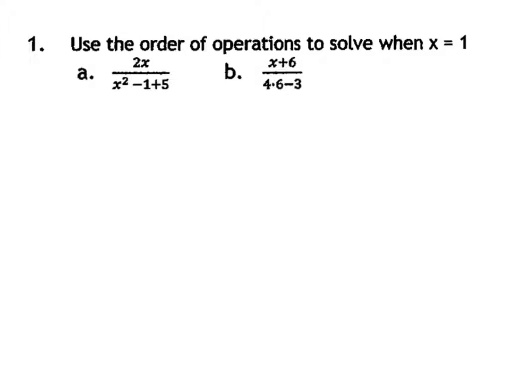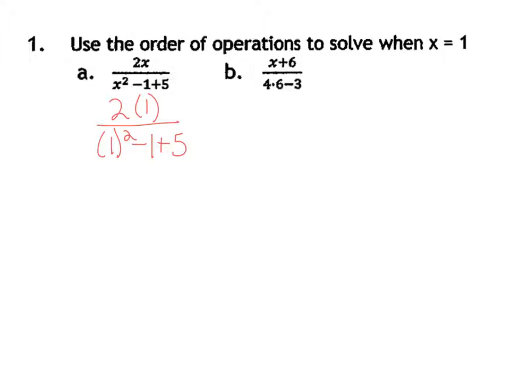All right. So on number 1, I've got fractions, and I've also got an x equals 1 that I need to plug in. So instead of x, everywhere you see an x, put a 1. So rewrite it: 2 times 1, 2x, over x squared minus 1 plus 5. And we do that math.